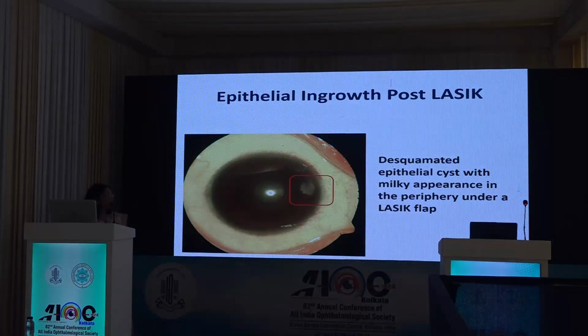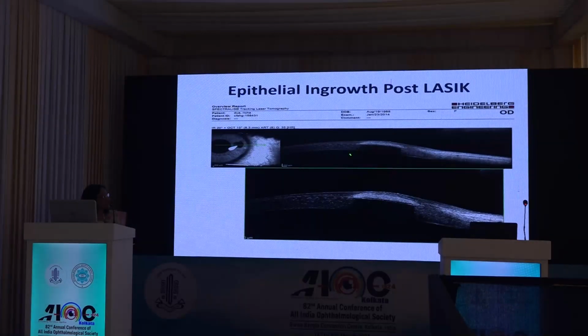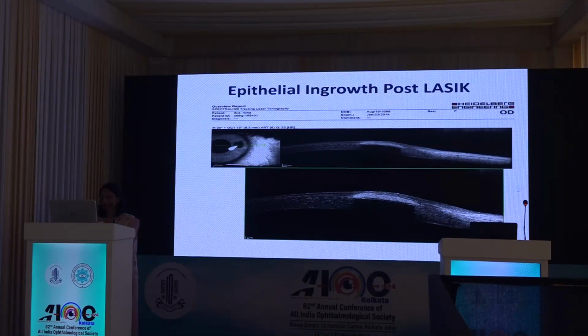So here is an interesting case of epithelial ingrowth, which looks like this milky fluid in the periphery. Now in this patient, either we can observe the patient or we can remove the epithelial ingrowth. But if you do AS-OCT, the extent of the epithelial ingrowth is much wider, and there was overlying flap melting or thinning. So we decided to remove the epithelial ingrowth.